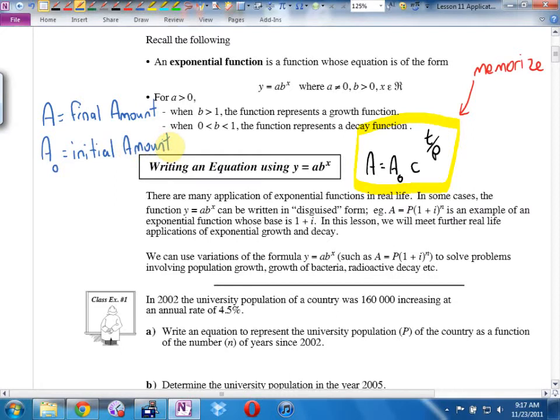is your growth rate. It's also called your growth constant, which is why they use the letter C for constant. I always use the letter R for rate, but I want to be consistent with your book, so I'll use theirs.